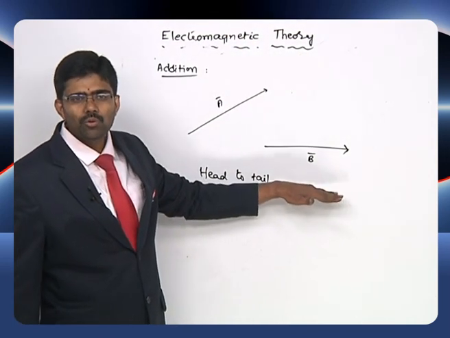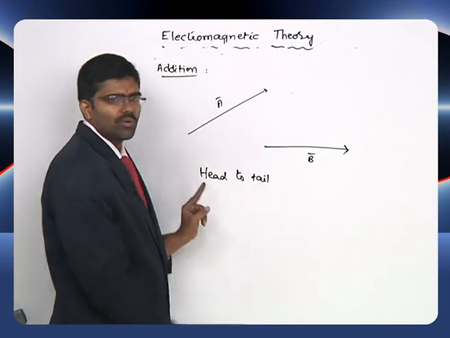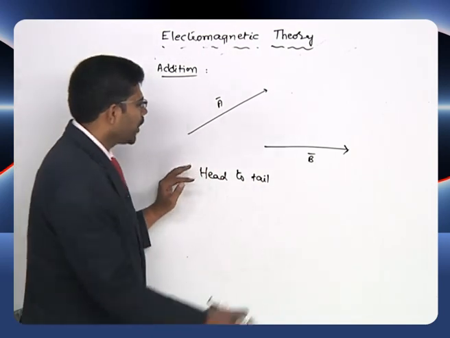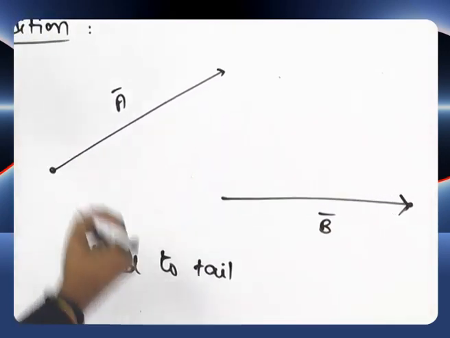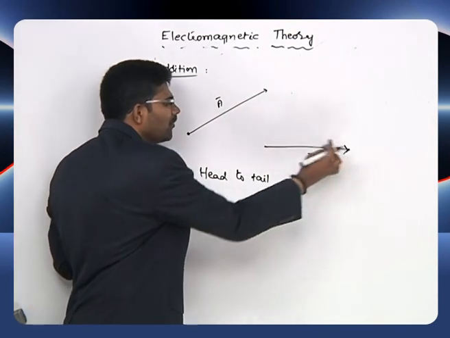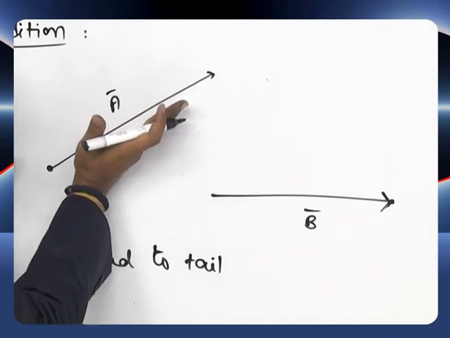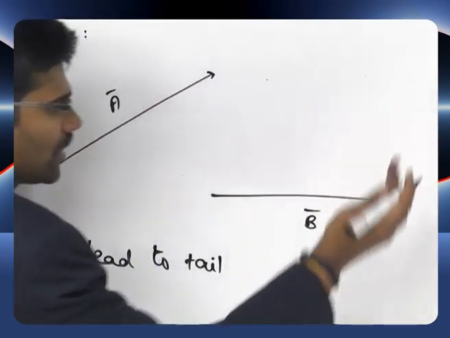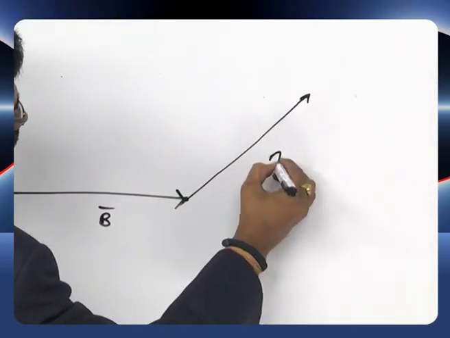So what we have to do is, just we need to join the head of one vector to the tail of another vector. So what I do is, here I will take the head of b bar, I will take the tail of a bar. So I will try to join the tail of a bar with the head of b bar. For that, without changing any direction and magnitude, I will shift this vector to this location. So what I have is a vector like this.